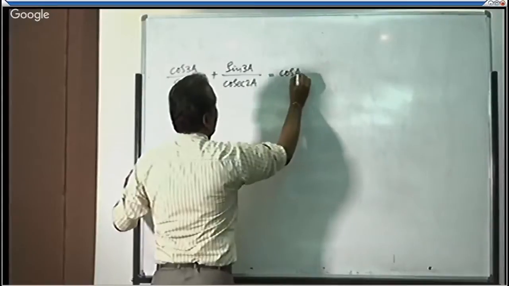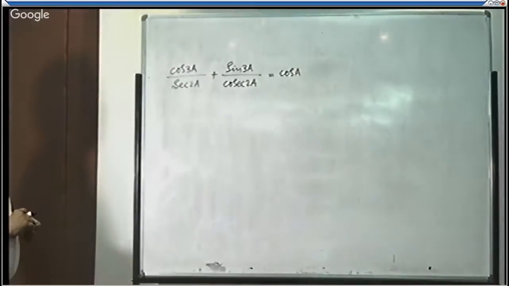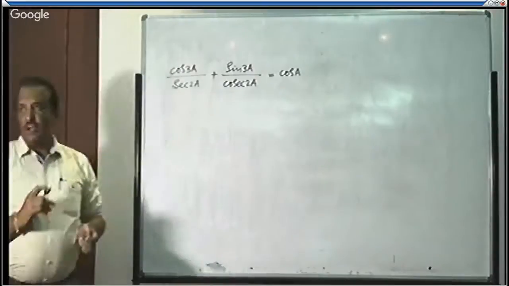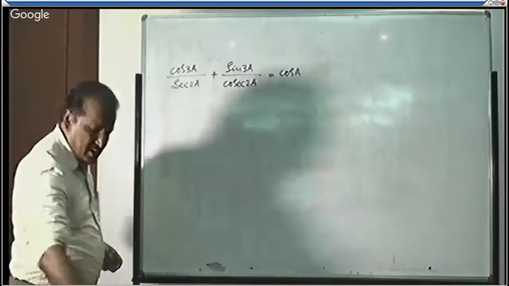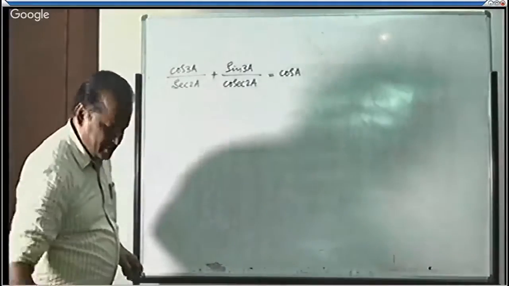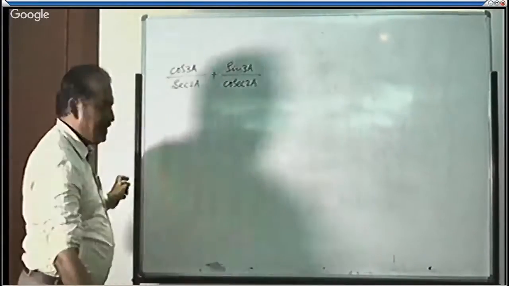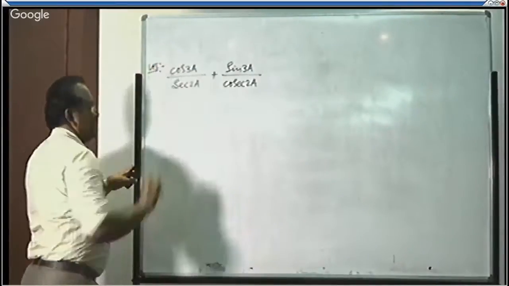cos A. So it is required to prove that cos 3a by secant 2a plus sin 3a by cosecant 2a is equal to cos A. So observe here. To meet the required RHS, let us consider the LHS. Show that it is equal to the given RHS, right?